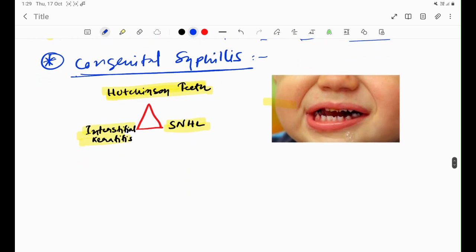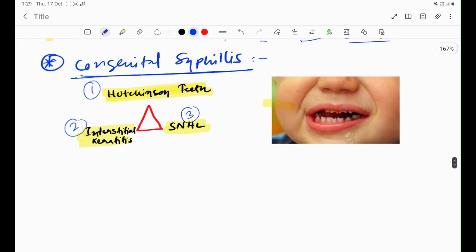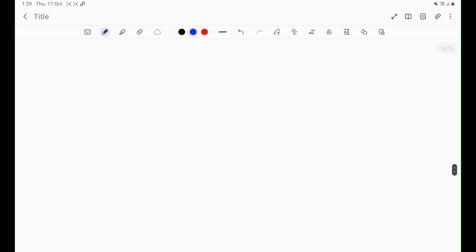Now one more important topic that has been asked several times in dentition is Hutchinson teeth, which is seen in congenital syphilis. Congenital syphilis has a triad: Hutchinson teeth, interstitial keratitis and sensorineural hearing loss. These are the teeth. It looks like there is grouping of the teeth. It can be an image based question.